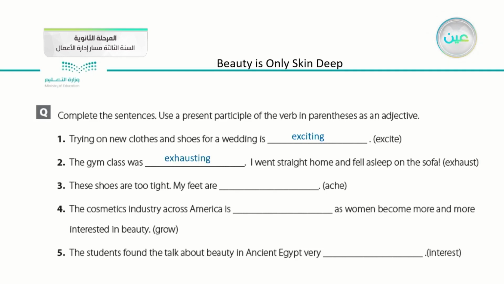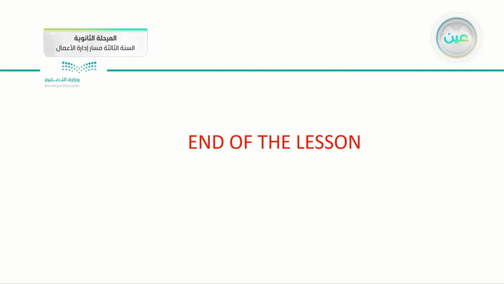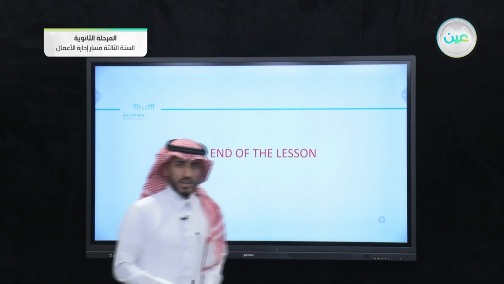Number 3, these shoes are too tight. My feet are aching. Number 4, the cosmetics industry across America is growing, as women become more and more interested in beauty. Number 5, and the last one in our lesson today, is the students found the talk about beauty in ancient Egypt very interesting. That's everything about the present participle and the last part of our lesson today.